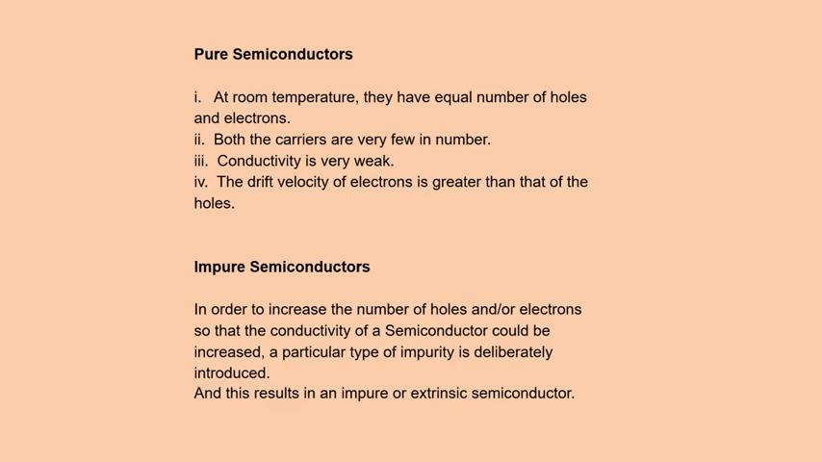What about the impure semiconductors? In order to increase the number of holes and or electrons so that the conductivity of a semiconductor could be increased, a particular type of impurity is deliberately introduced, and this results in an impure or extrinsic semiconductor. So far so good. Take a moment to perform this class activity.